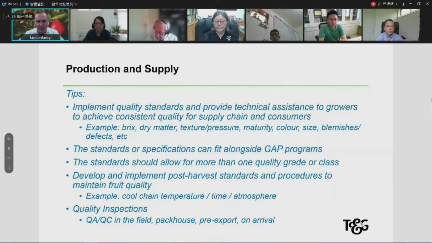And you also need to have similar standards for post-harvest, for your cool chain temperature, time, atmosphere, conditions, and in many cases, for a new fruit, you need to do some research to understand what the different requirements post-harvest are for this new variety. And finally, quality inspections are important to make sure that you're selecting and preparing and shipping product that meets your standards.